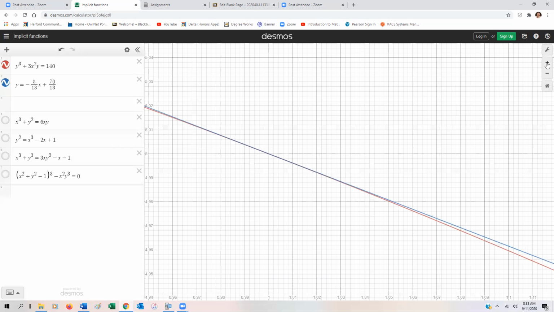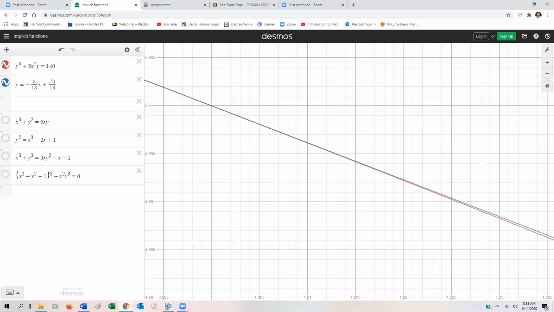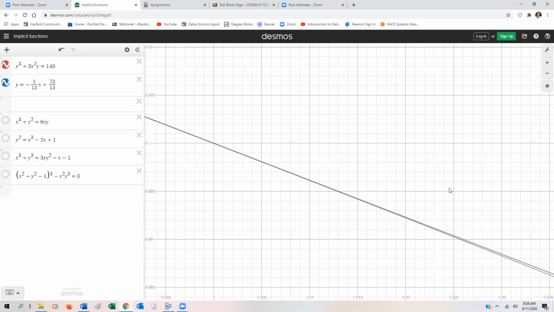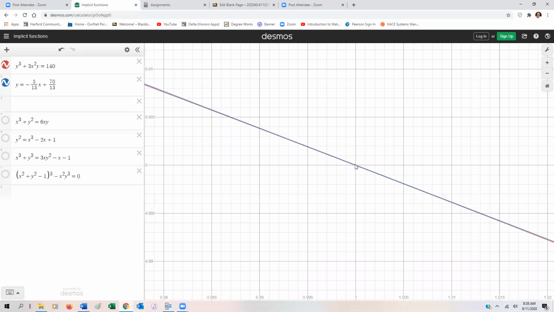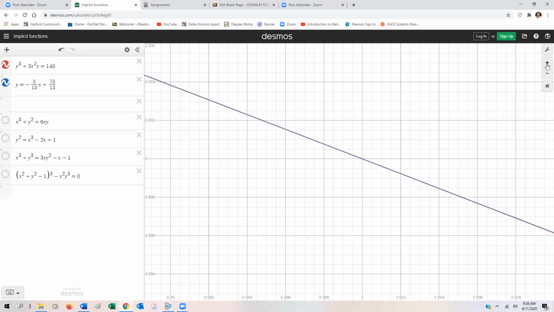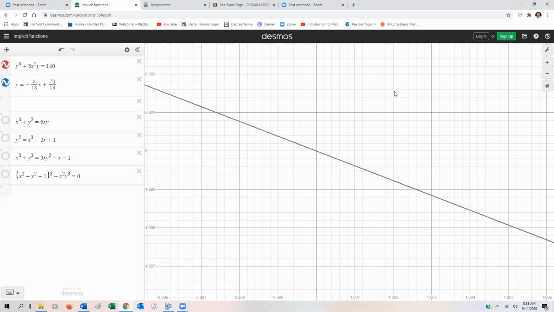And as we keep zooming in to the point (1, 5), there's no more orange. It just stays in this navy blue color. That means the original function and the tangent line are sitting on top of one another so closely that they almost represent one another.